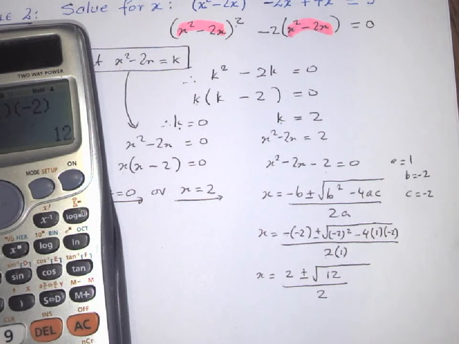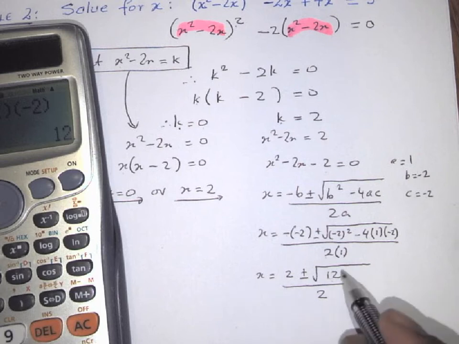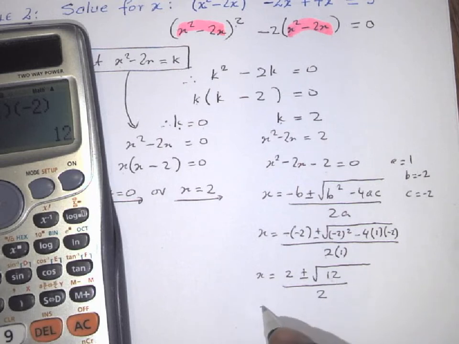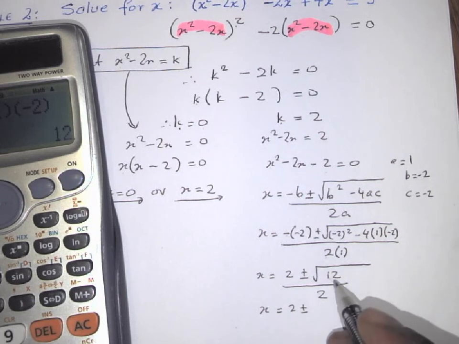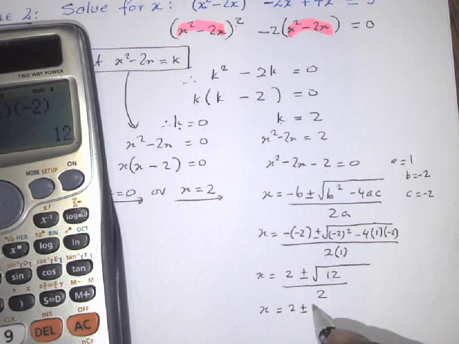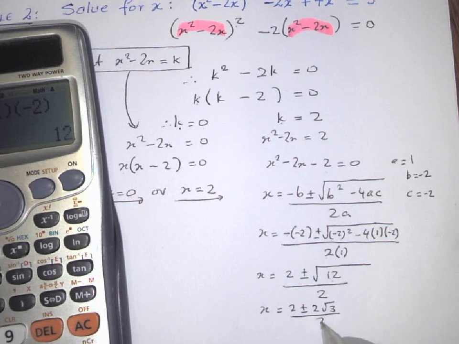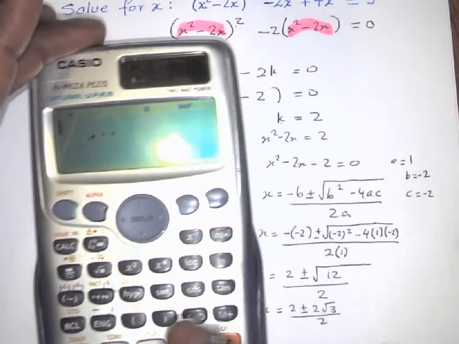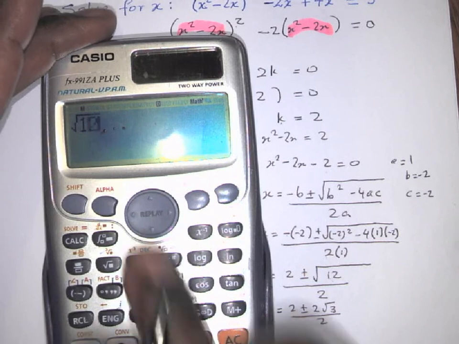Now we know we can't find the exact square root of 12, but we can simplify. When you simplify this, we get 2 answers here. One will be positive, the other one will be negative. However, I can simplify the square root of 12, and I will get 2 plus or minus 2 square root of 3, because the square root of 12 is the same as 2 square root of 3. So this is all over 2. Let's check again. What is the square root of 12?